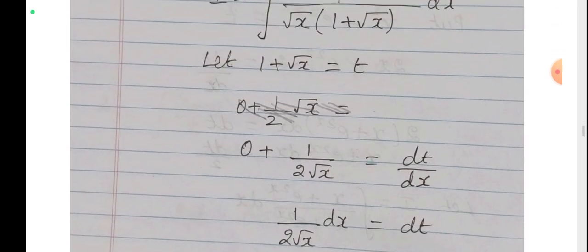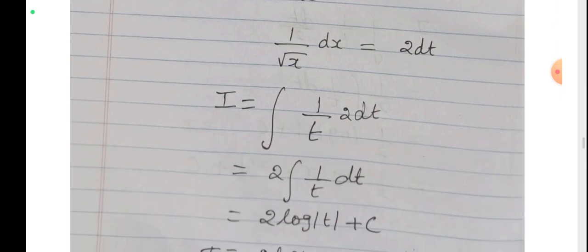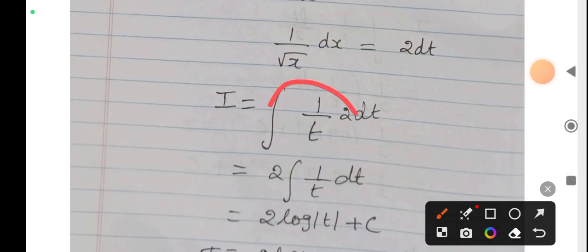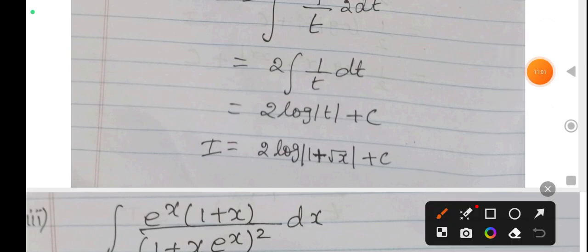So can we substitute, children? If we substitute, we get 1 by t into 2 dt. As usual, take the constant common, 1 by t. Again the same thing, the integration of 1 by t we all know, log mod t.